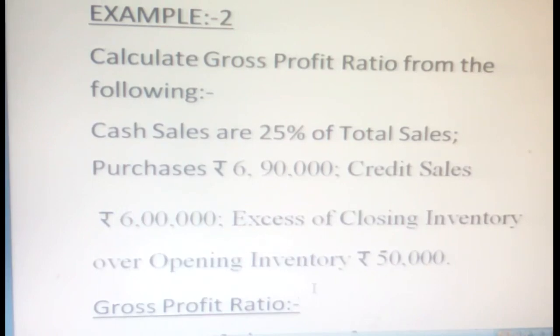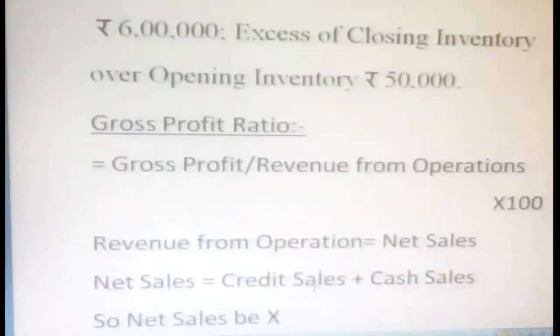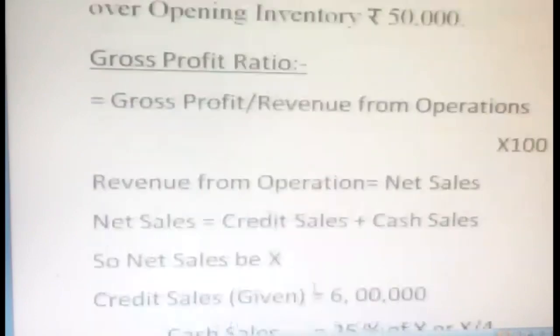So they are not given total sales directly. They given just cash sales are 25% of total sales. Okay, but they given only credit sales. From the credit sales, how are you going to calculate? As you know, substitute the gross profit ratio: gross profit divided by revenue from operation into 100. Revenue from operation here is nothing but our net sales.